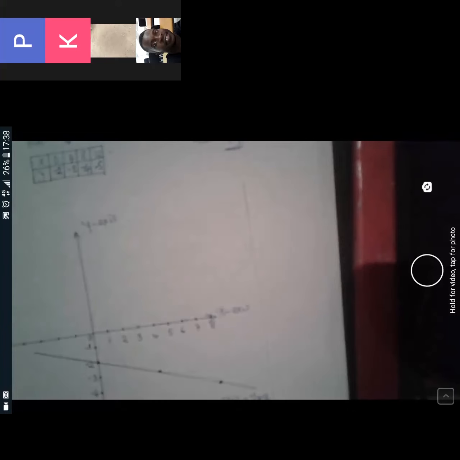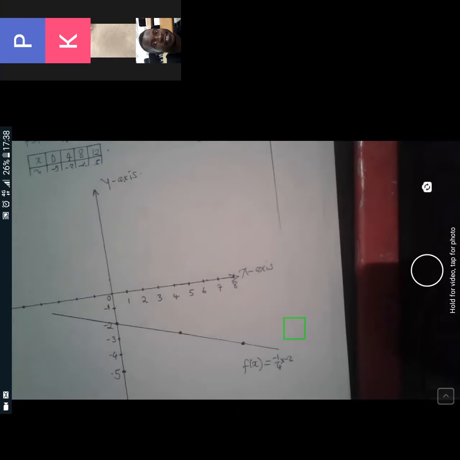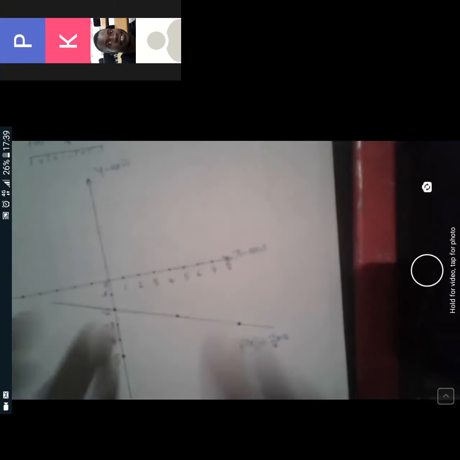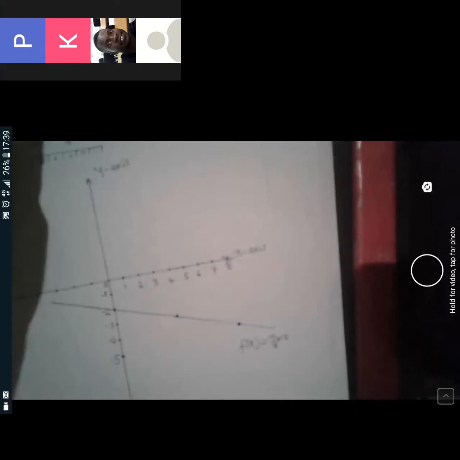Any questions so far? No questions, sir. It's clear, sir. Yes, so you can try to do what you've just done here with the remaining ones, including the one we left as a task there. It's just a straight line. A linear function is simply a straight line.